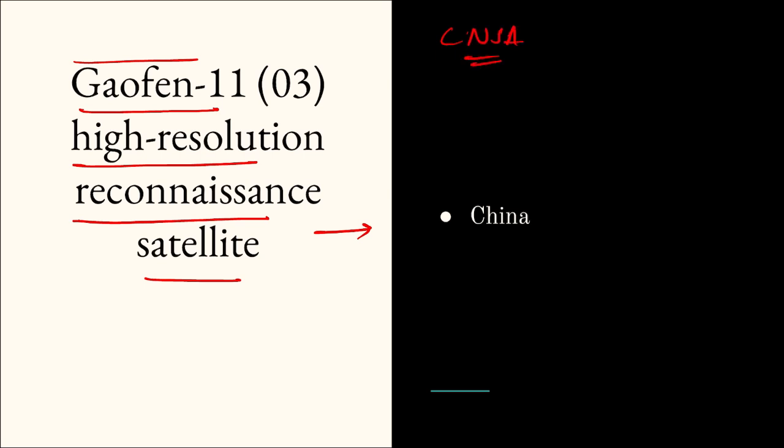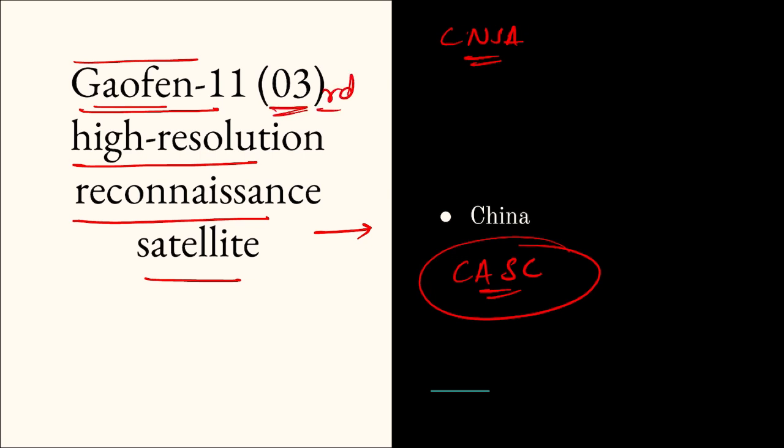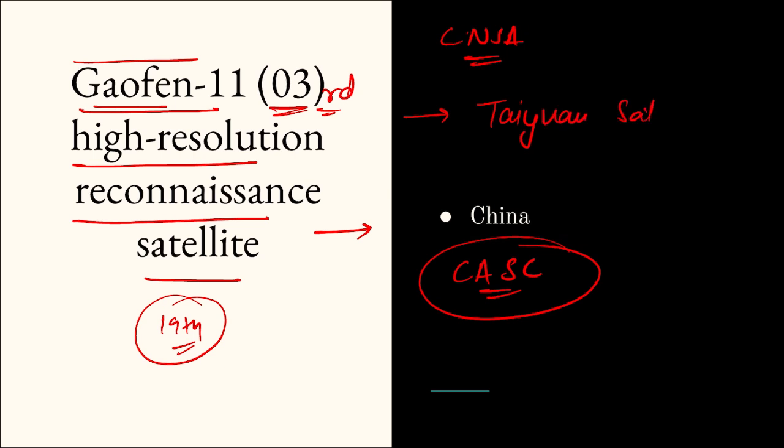You should also remember the China Aerospace Science and Technology Corporation, that is CASC. This organization has recently launched Gaofen 11. China Aerospace Science and Technology Corporation launched the third edition of Gaofen 11, a high resolution reconnaissance satellite, on the 19th of November. This was launched from the Taiyuan Satellite Launch Center, which is located in the northern province of Shanxi.